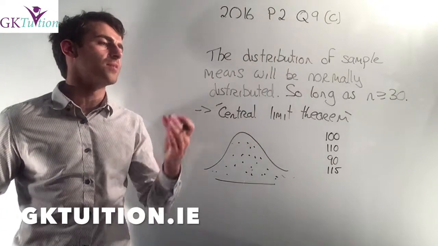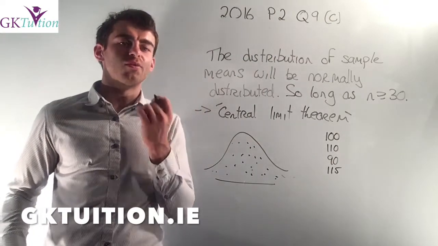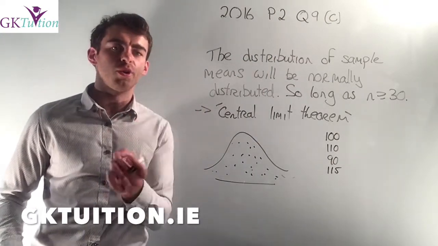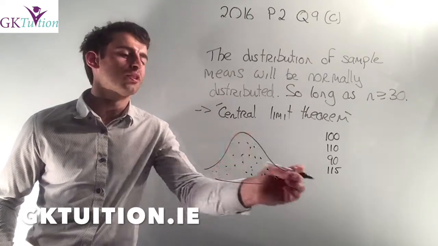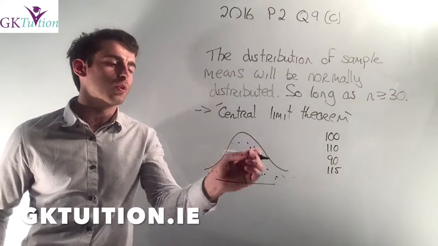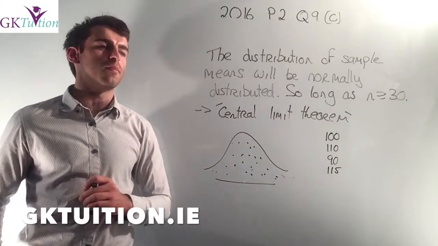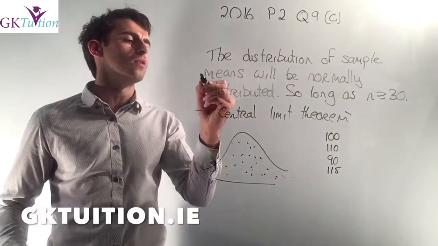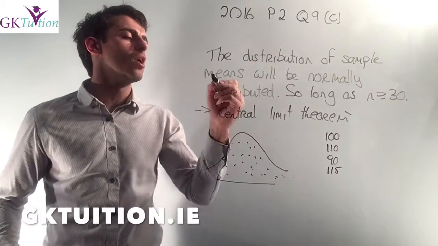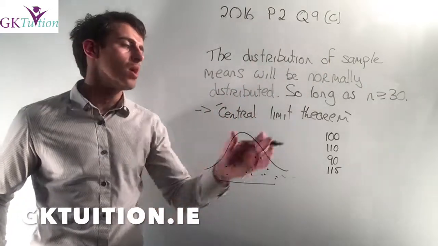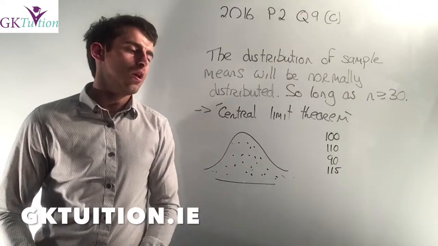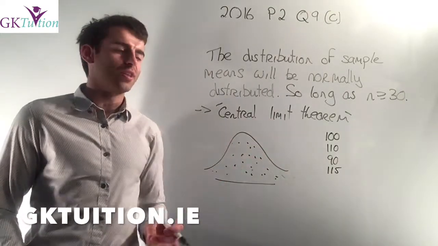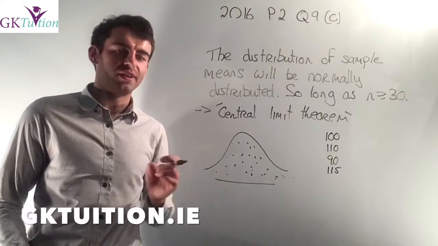So that's why my answer makes sense. So the reason that the Research Institute are going to take a whole bunch of random samples and create a normal distribution is because they're going to form this shape. In other words, the distribution of sample means will be normally distributed. The key here is, I've said, as long as n is greater than 30. In order for this to be accurate, you have to take at least 30 samples.